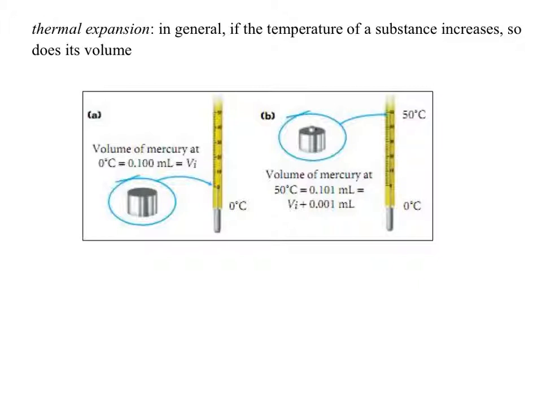Mercury? Yeah, the old school ones were always mercury, but mercury's been banned now because it would break in the lab, and if it breaks and gets on you, it's toxic, poisonous. Okay. Where else do you see thermal expansion?